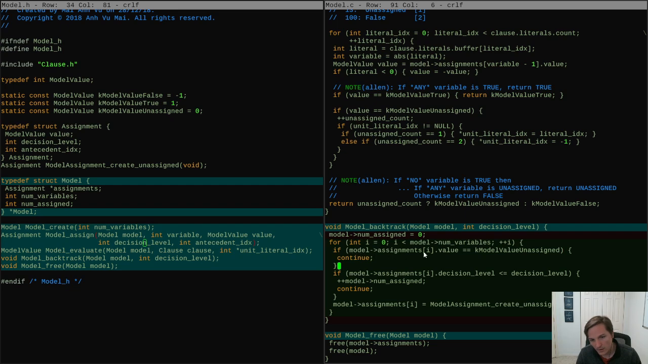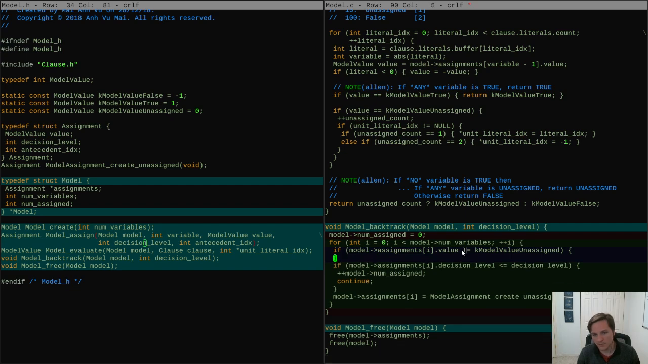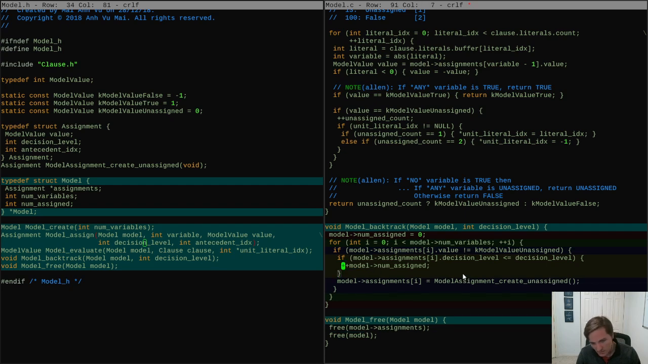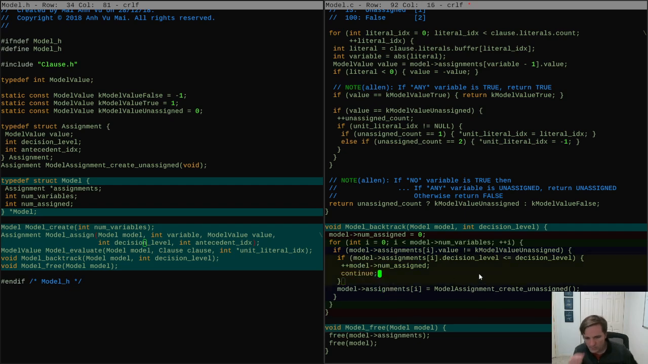So what this is saying is, if the value is not, I'm just going to modify this so that I can read it. If the value is not unassigned, then if the decision level of the assignment is less than or equal to the decision level we're rolling back to, then we increase the number of assigned. Why do we do that?